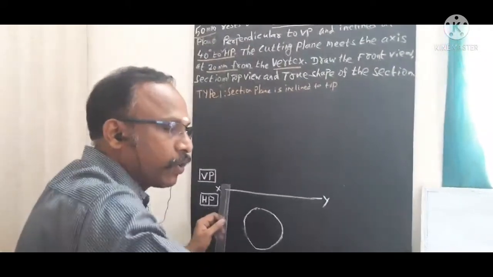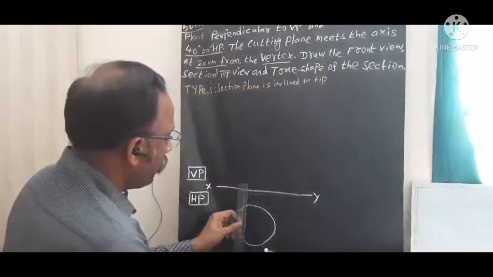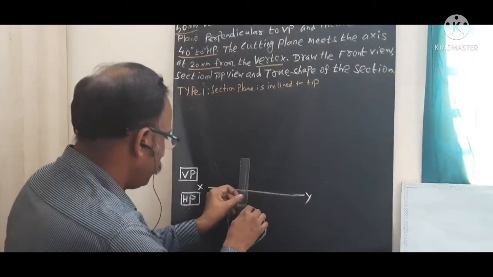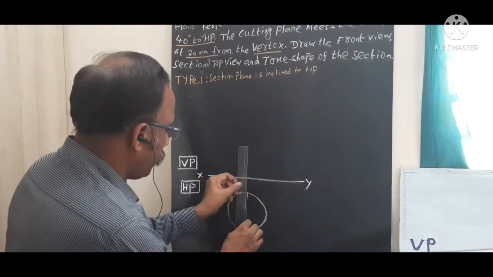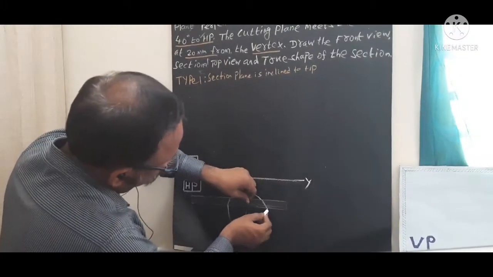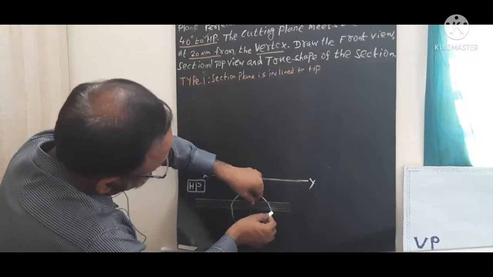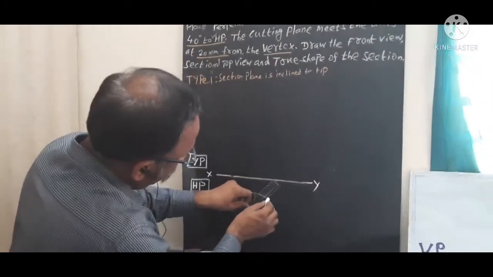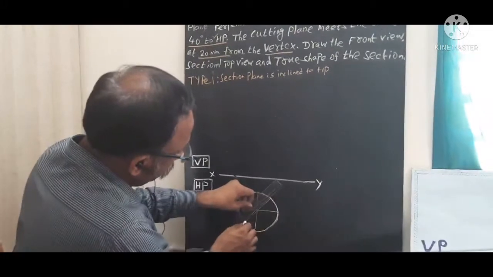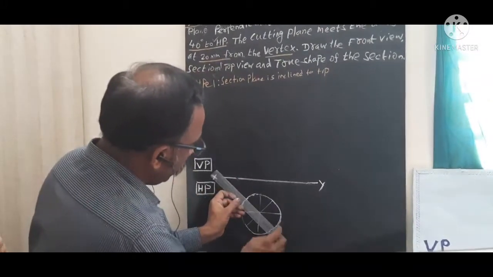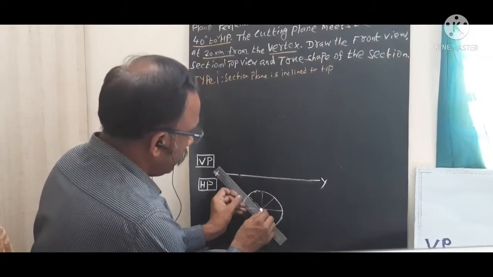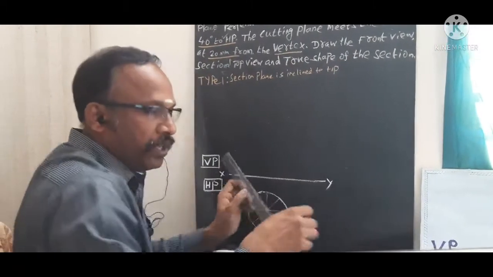Now we can divide this, right? We can divide this cone into 8 parts. How are we going to divide? First you draw one vertical line, and you need to draw one horizontal line like this. Then you need to draw one 45 degree inclined line, another 45 degree inclined line. So this is the way we need to divide this cone into 8 divisions.